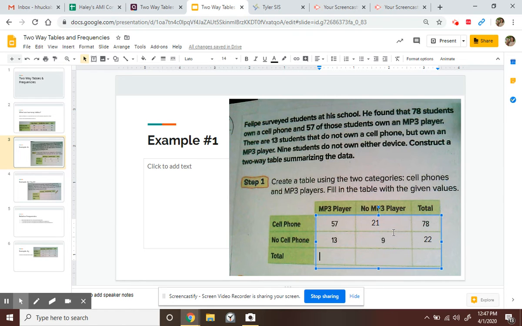And then anytime you're finding totals, you're just adding. So 57 plus 13, that's 70. 21 plus 9, that's 30. 70 plus 30 is 100. And also notice how 78 plus 22 is 100. That should always match up because the total should be the same on both sides. Okay, so add or subtract to find your missing pieces.